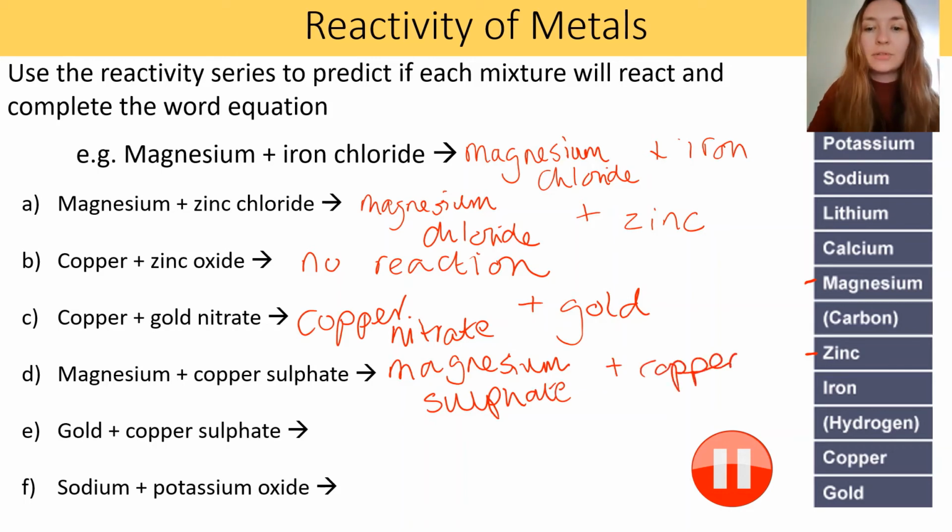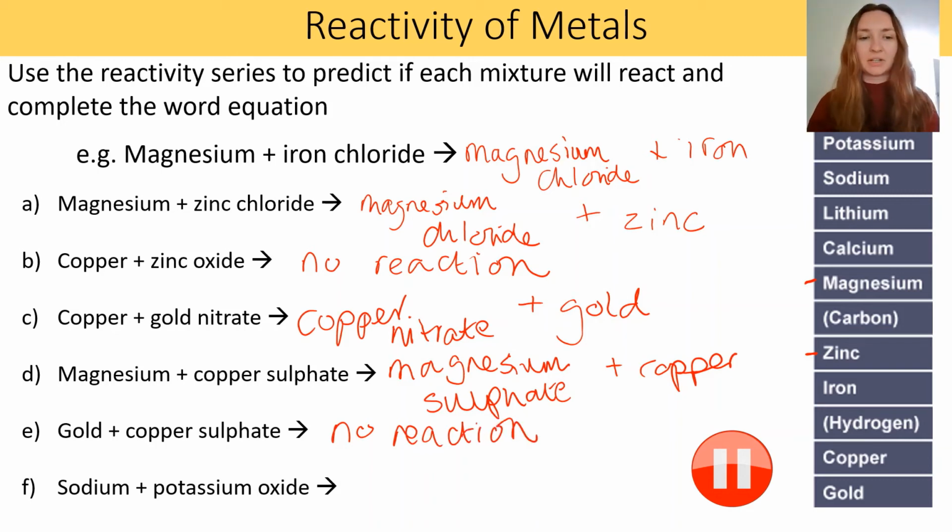Okay, gold and copper sulfate. Now I can see that gold is less reactive than copper, and therefore we're going to get no displacement reaction. So when you react these together, they will just continue to be a mixture and there will be no reaction. Last one, sodium and potassium oxide.